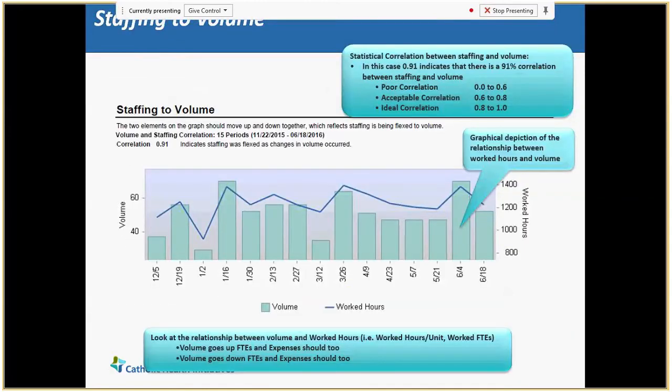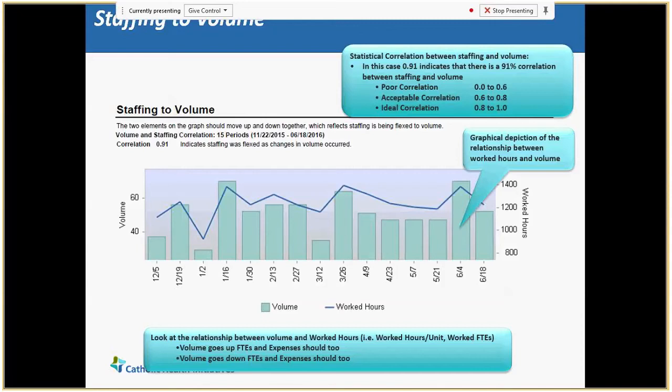This chart is called staffing to volume. This is a correlation graph. The graph itself is going to show you two variables, your volume as bars and your worked hours as a line graph. The correlation comes into play here as a score above the chart. That value can be between a -1 and a +1. That's the range. And the closer you are to a +1, the better.